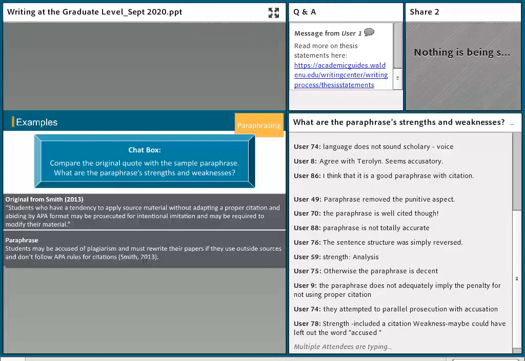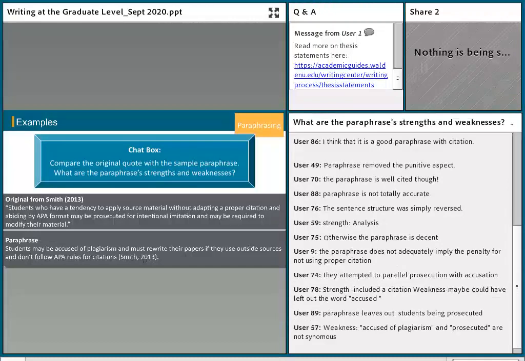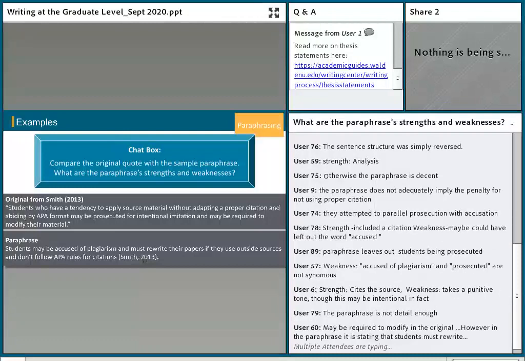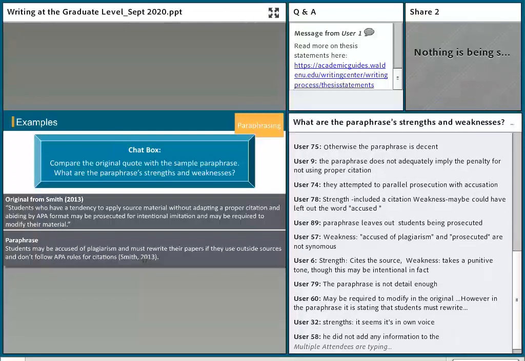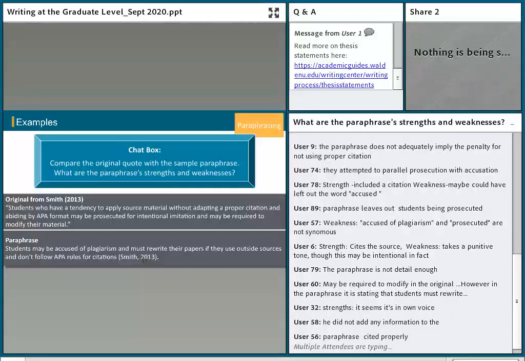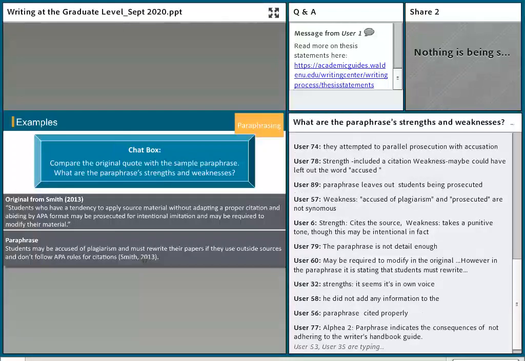All right, thank you guys for putting some responses in the chat box here. In the interest of time, I'm going to move along. Some of you thought that one of the strengths of this was that it used a citation. That's a really critical aspect, right? You need to give credit to these ideas, to the author who produced these ideas. Some of you thought that the tone could have been more accurately reflected from the original.